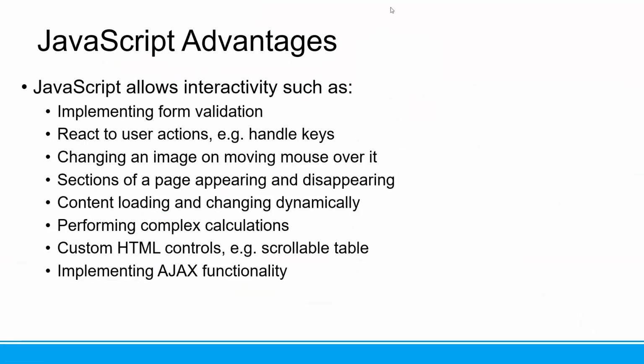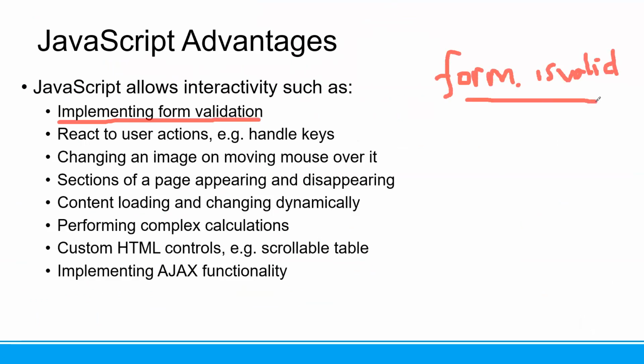So, the advantages of using JavaScript: you can implement form validation. In the back end, you know about form.is_valid. It means if we want to check whether the form is valid or not, you need to go to the backend. But when you have JavaScript, you can just implement it, and the client can directly handle the form validation.